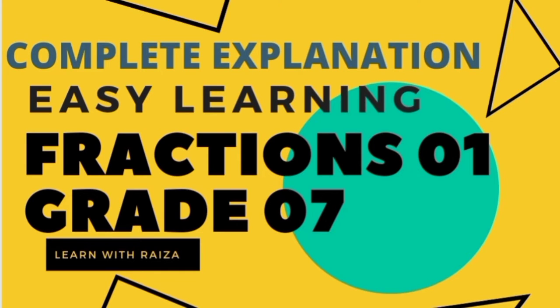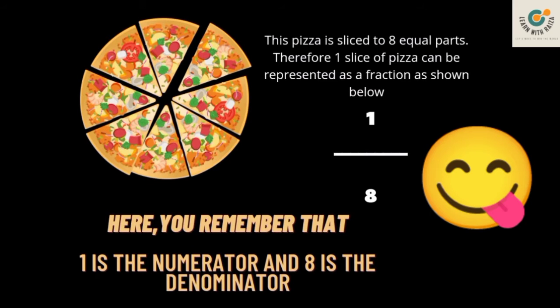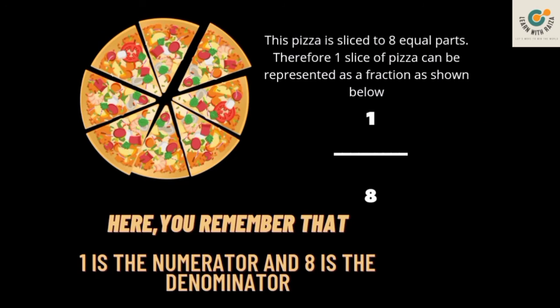Today you are going to learn fractions. Here you can see a pizza. This pizza is sliced into 8 equal parts. Therefore, we can say that one slice of pizza is represented as a fraction as 1 upon 8, where 1 is the numerator and 8 is the denominator. So we read it as 1 upon 8. The top number we call the numerator and the bottom number we call the denominator.